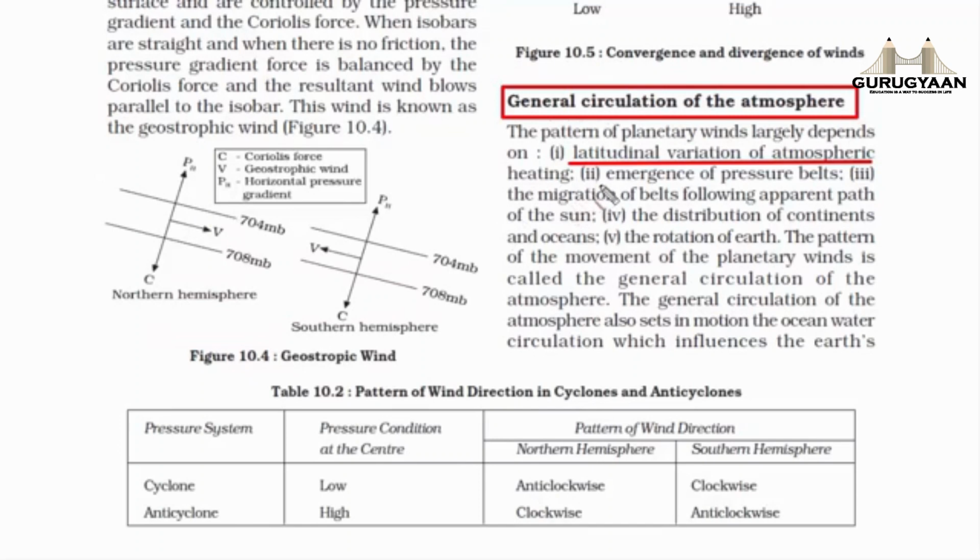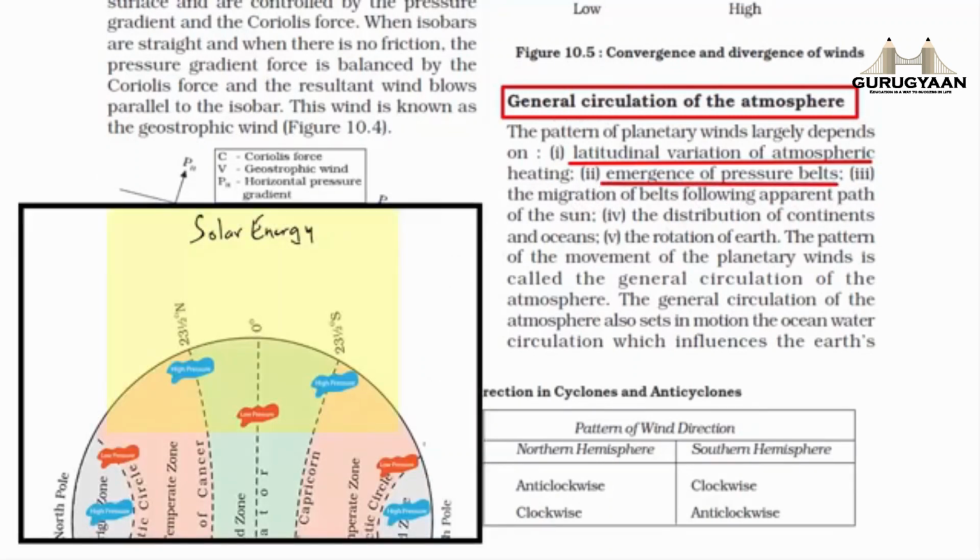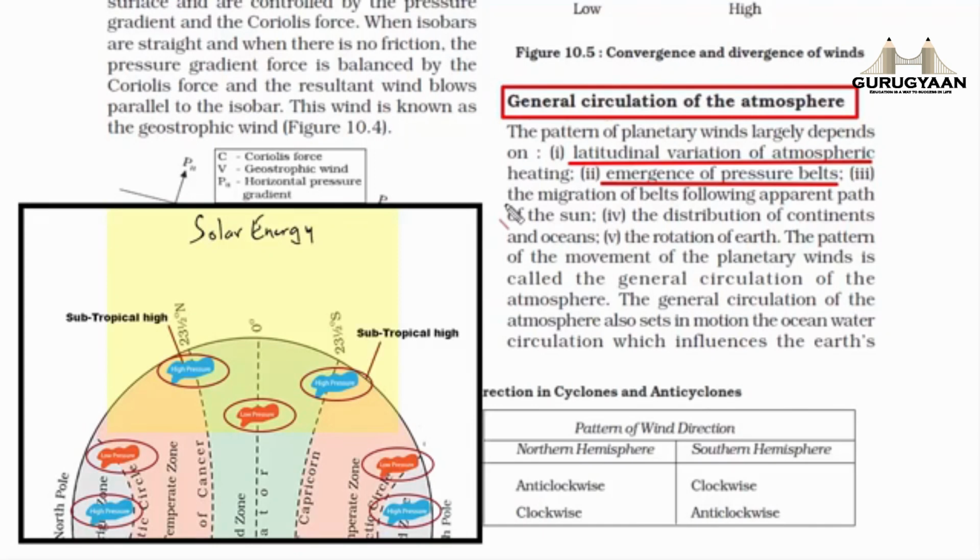The second one is emergence of pressure belts. By pressure belts, we mean low pressure and high pressure belts. These high pressure and low pressure zones are strategically located on the Earth's surface. It goes something like this. At the equator, it's warm, so we have low pressure. After that, in the subtropical region, we have high pressure, which is called subtropical highs. And then as we go near the subpolar region, there we have a low pressure belt. And finally in the polar region, it's high pressure. So like this, we have the pressure belts positioned strategically all over the Earth's surface, which plays an important role in the movement of wind.